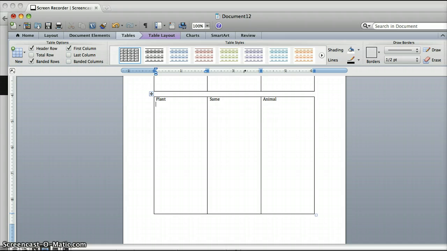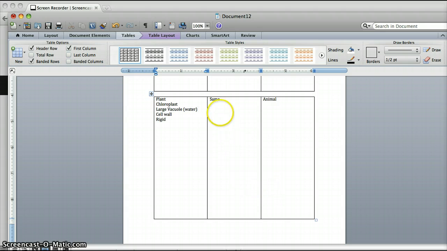So in a plant cell, plants have chloroplast. They have a large vacuole. They have a cell wall, and they are rigid. Now, if you think about it, plants are rigid. So that's the way you can remember that a plant has a rigid cell. Chloroplast is only found in plants, and then a large vacuole is where all of the water that a plant needs is contained.